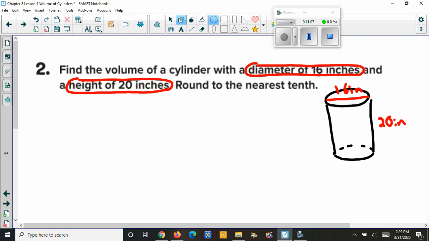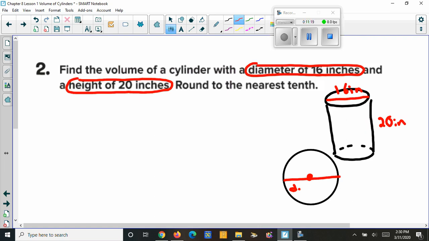So notice that for diameter, I took that line from edge to edge of the circle. We need to recall that on a circle, starting with the center, if I have a line that goes from edge to edge, that is called diameter. When I have a segment that is from the center to the edge, that is the radius. So we have to do a little bit of extra math on the side. Something to know is that the radius is equal to half of the diameter.